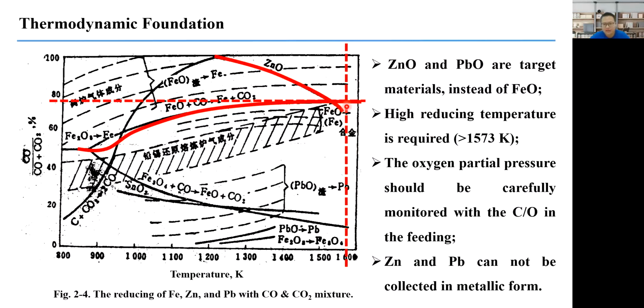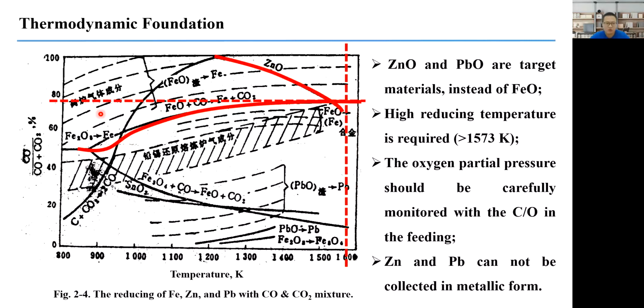So this is the ferrous, but we are producing zinc oxide to zinc vapor. So here we have zinc vapor, and we have lead vapor, and we have ferrous oxide in the slag. So this is what we should do.